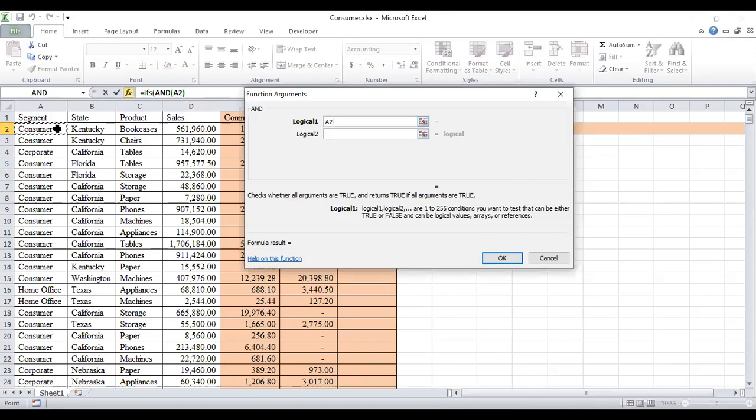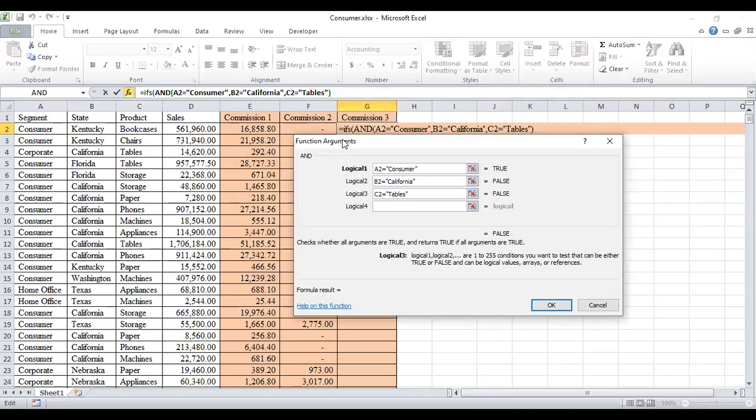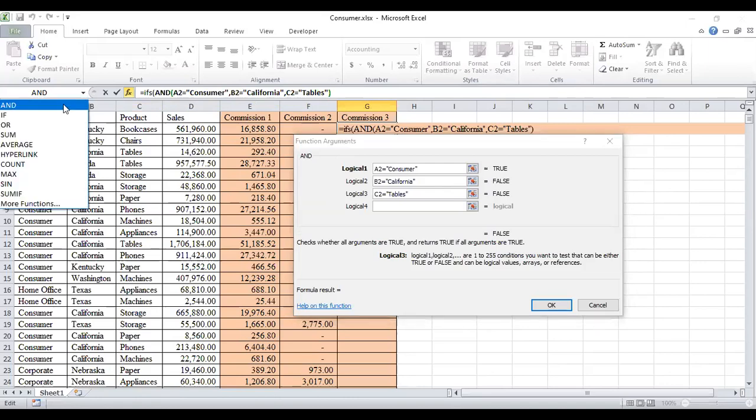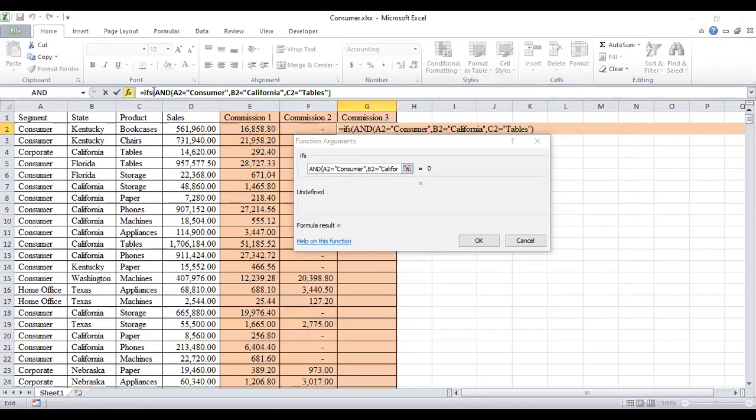Now we are checking whether the segment is consumer. First condition. Then the second one, it is from California. Equals California. The third one, it is about the tables. Good. Now you can simply click on ifs. Now we have given the logical functions perfectly. Click on the ifs.